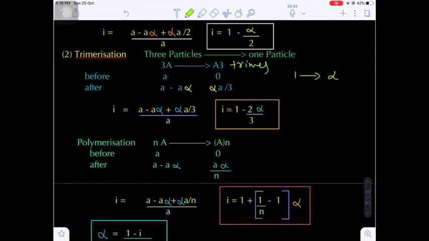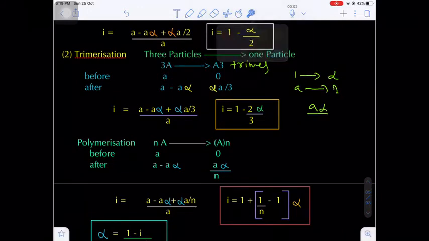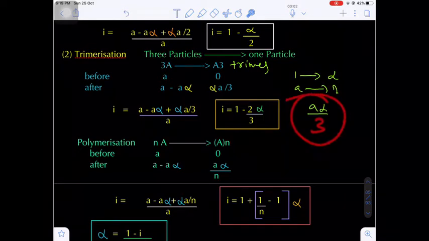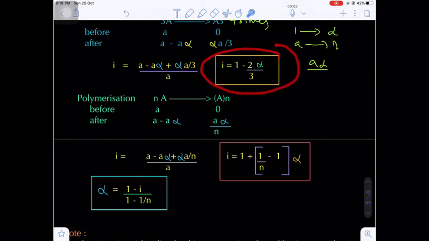A moles I am taking, so A alpha. For A moles, how many moles? A alpha. But the stoichiometry corresponding to here will be for the reactant side only 3 and product side is 1. Are you getting my point? So for 1 mole we will get A alpha by 3 or alpha A by 3. Okay. From here we can calculate the iota value. I is equal to 1 minus 2 alpha by 3.